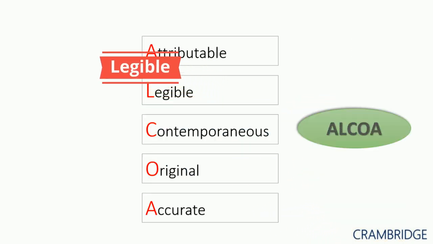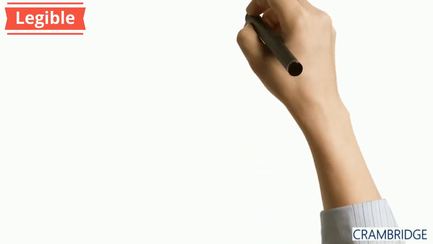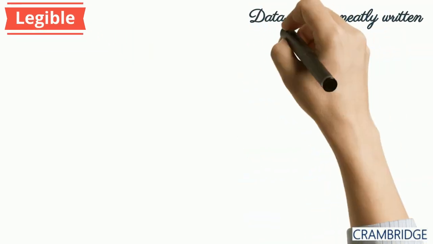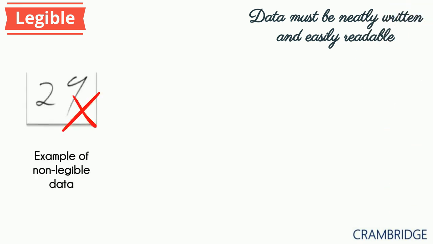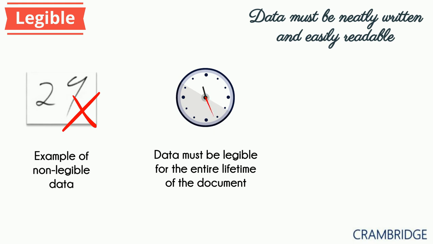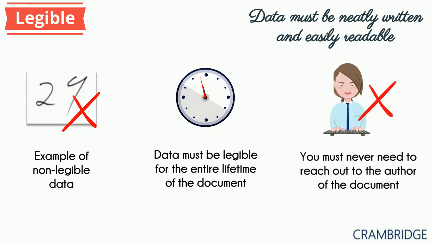L in ALCOA stands for legible. Data must be neatly written and easily readable by everyone. This is an example of data that is not legible. Data must remain legible for the entire life of the document. The content must be clear and permanent. You must never need to reach out to the author of the document.